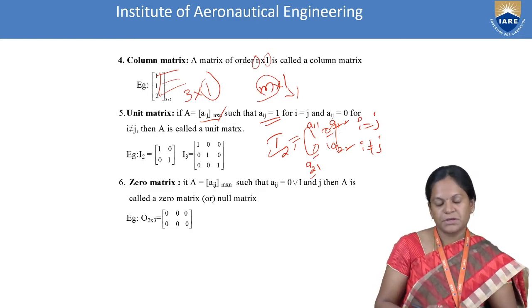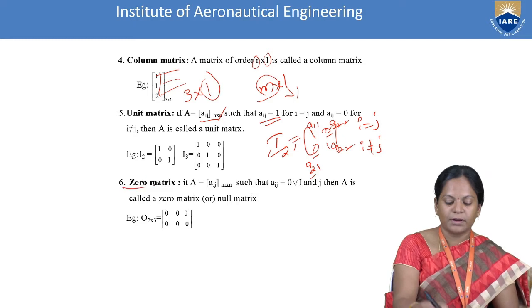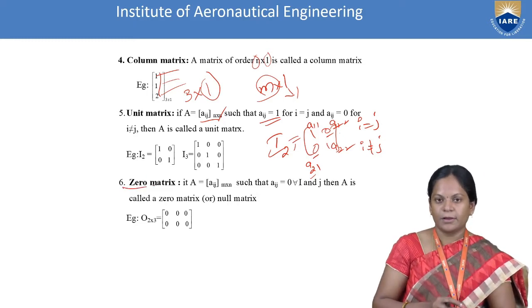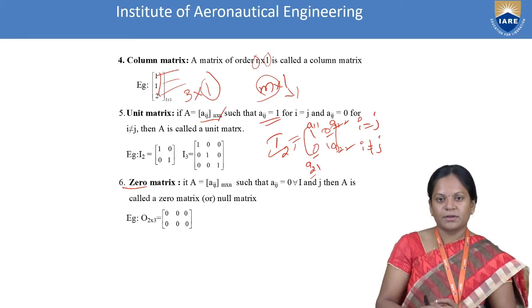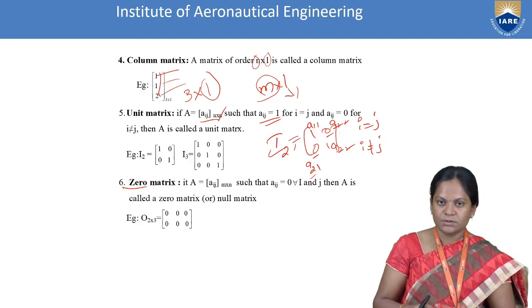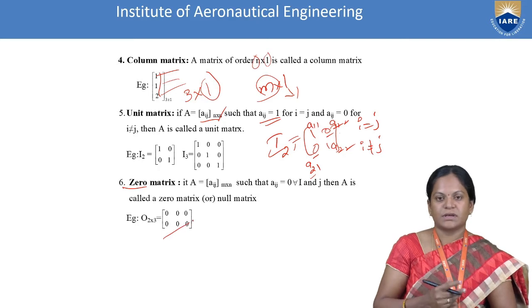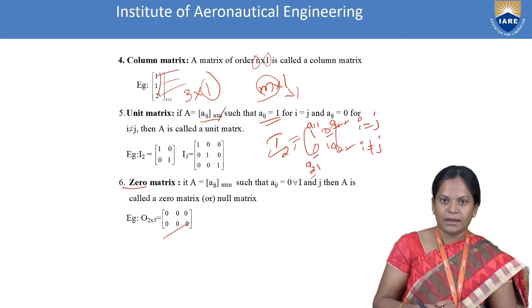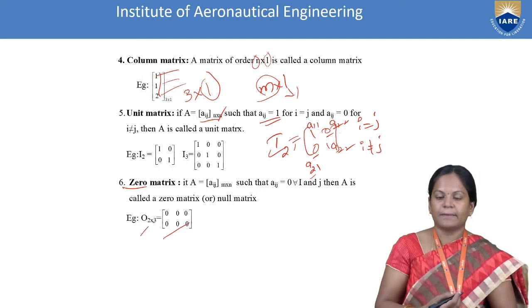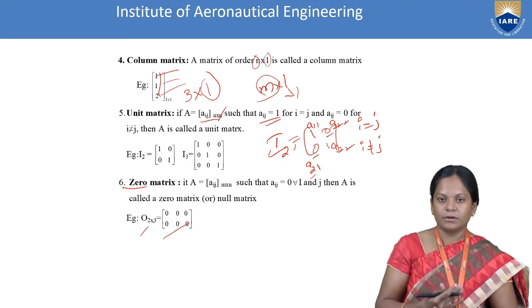Now go for the zero matrix. What is a zero matrix? If in any matrix all the elements are zero, the matrix is said to be a zero matrix. In an identity matrix at least A11 and A22 are 1, but in a zero matrix all the entries are zeros, and it is either a square matrix or a rectangular matrix. We indicate the zero matrix by capital O. O of order 2 by 3.